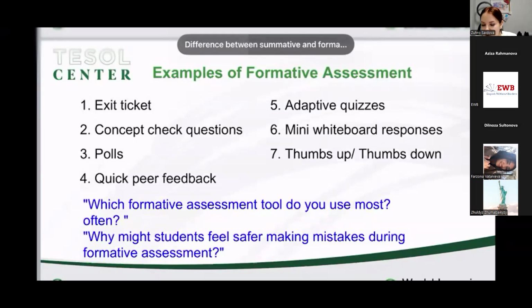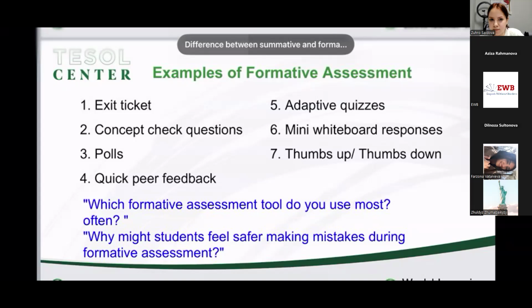So yes, while Shahlo is explaining what is 2-3, let us move to the second question, which is why do you think students might feel safer making mistakes during formative assessment? Can I try? Yes, please, Aziza. Why might students feel safer making mistakes during the formative stage?